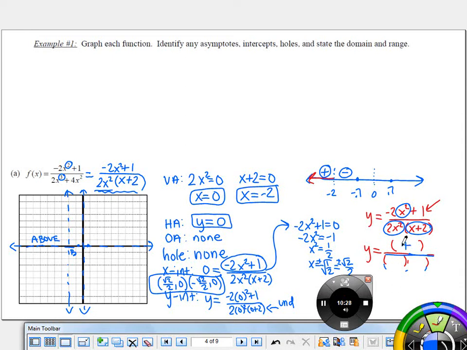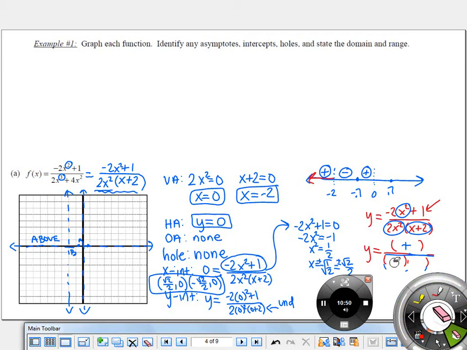It's going to be positive in the numerator, and then it's going to be positive here in the denominator and positive here. So all those positives are going to make a positive, which means it's going to cross through that intercept, and then it should be above the x-axis, just between the intercept and the asymptote.